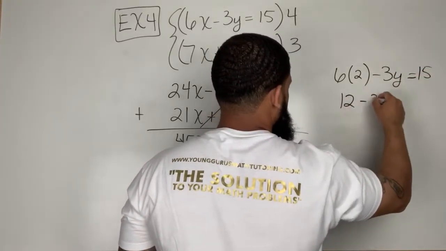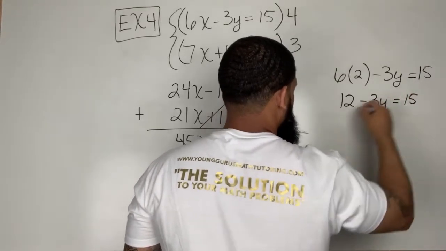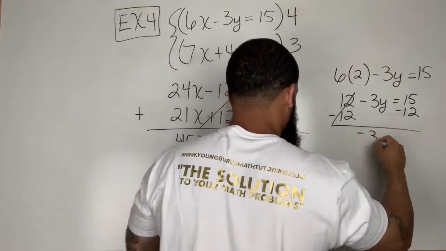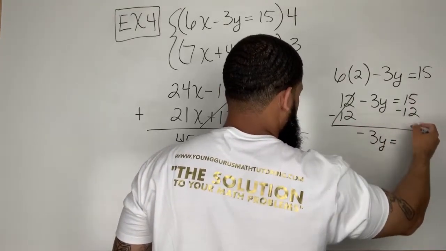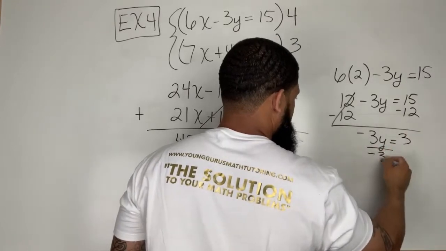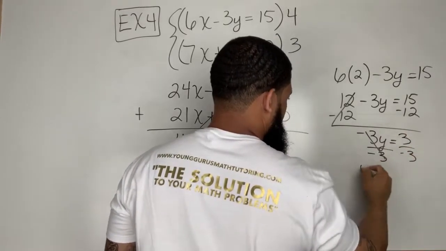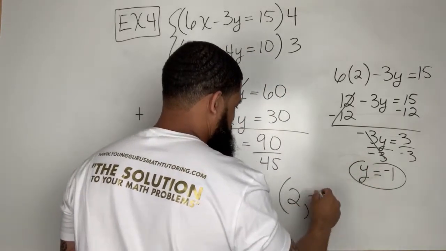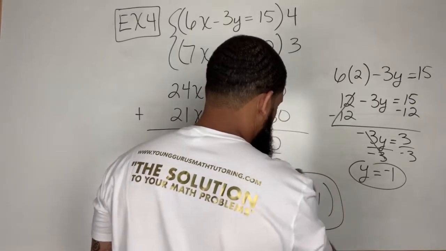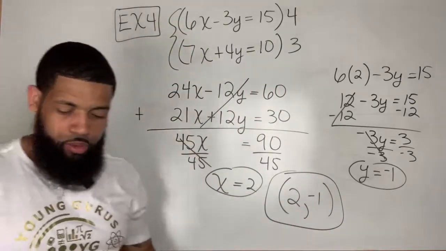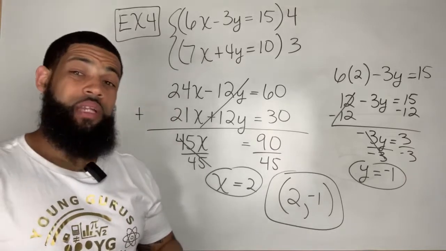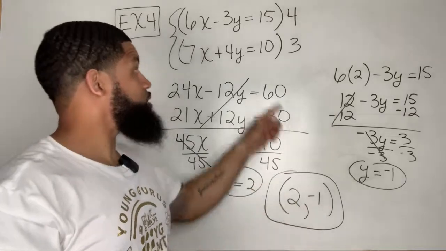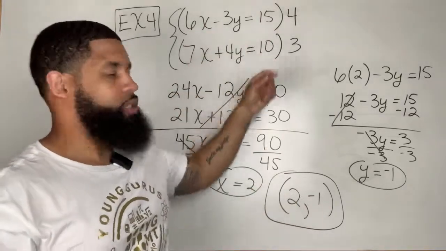So 12 minus 3y equals 15. Subtract 12, and then negative 3y equals 15 minus 12, which is 3. Divide by negative 3, y equals negative 1. So my ordered pair of intersection is 2, negative 1. That means that these two lines will intersect at the ordered pair 2, negative 1. If I wanted to check to see if this is correct, I can substitute these into the original equations.